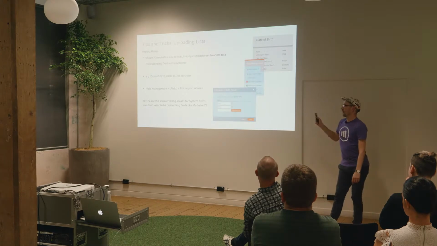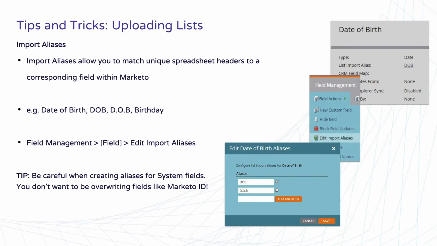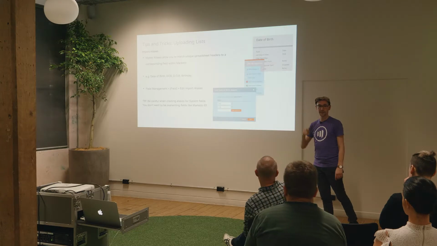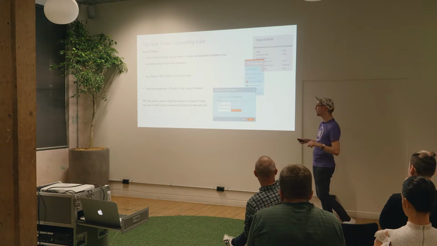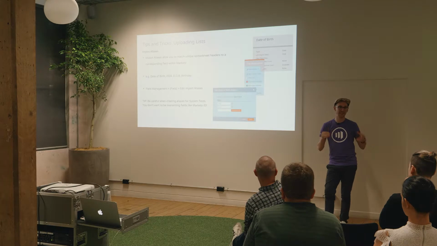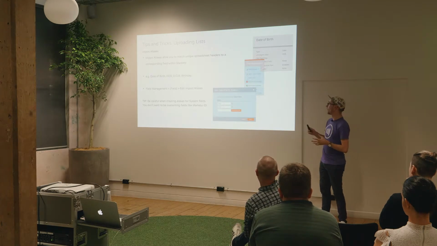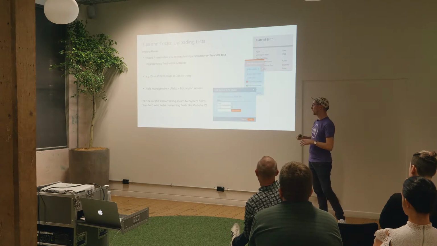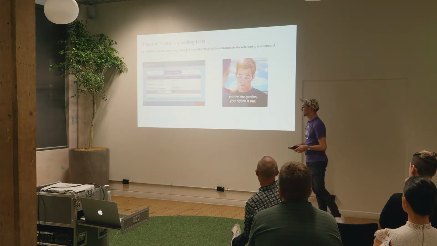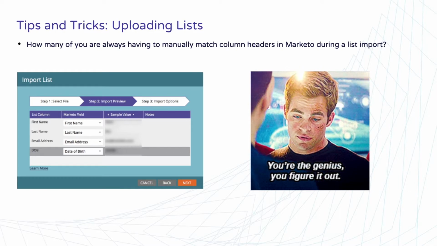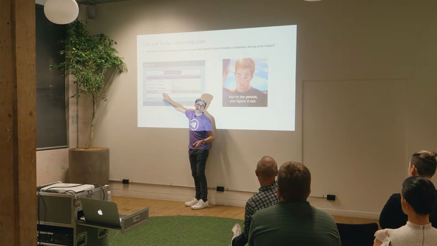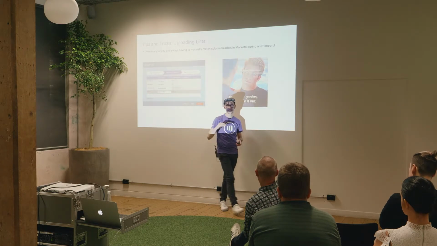What we're going to talk about here are import aliases. Import aliases make your life a hell of a lot easier if you're uploading lists on a frequent basis, like what I'm having to do when exporting data out of Facebook and manually importing it. I'm using date of birth as an example. In my previous example, I had to manually match DOB in my spreadsheet to the date of birth field in Marketo. I had to manually select that.